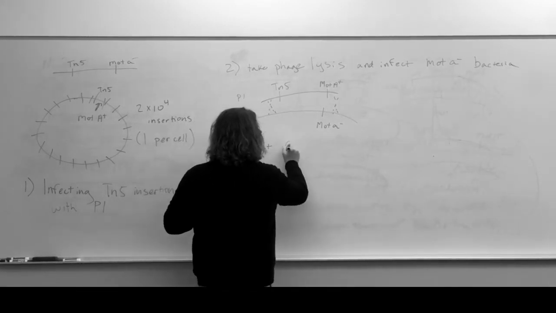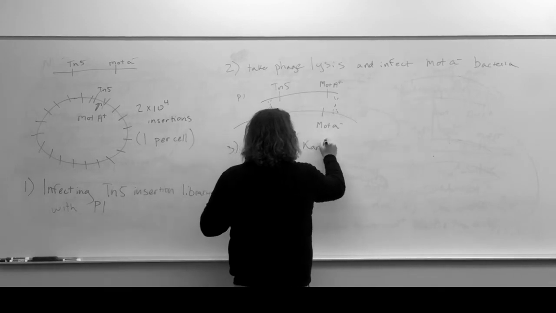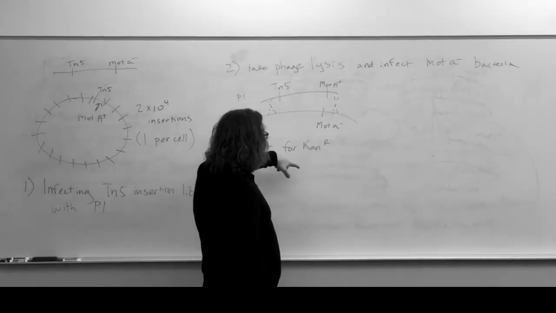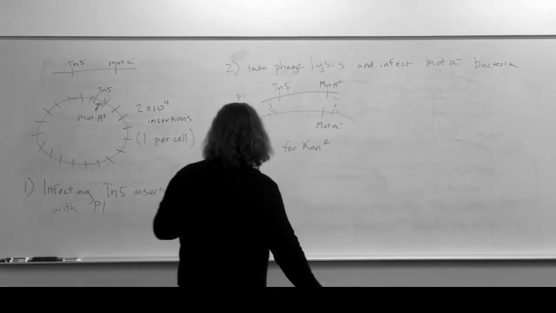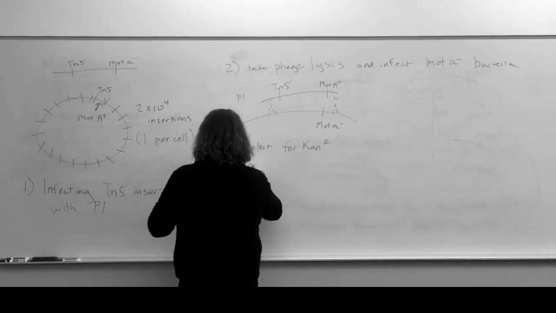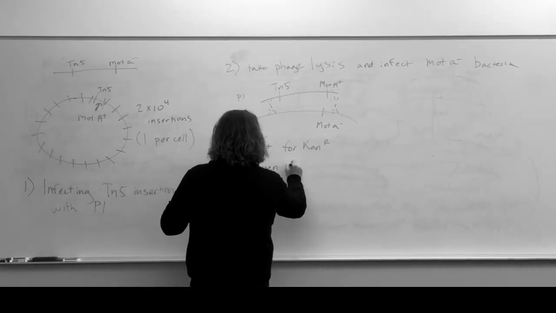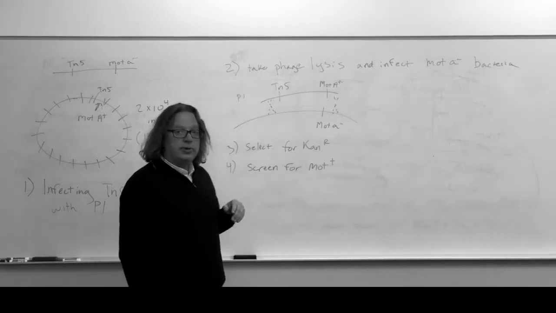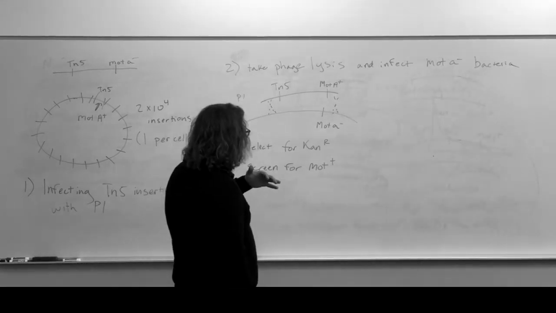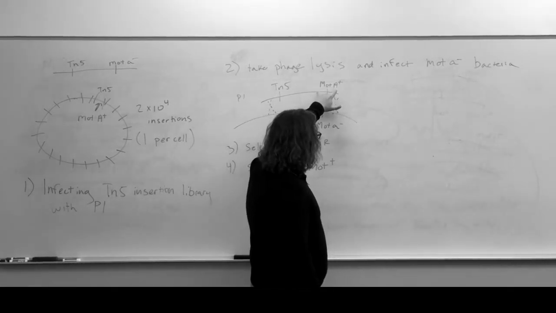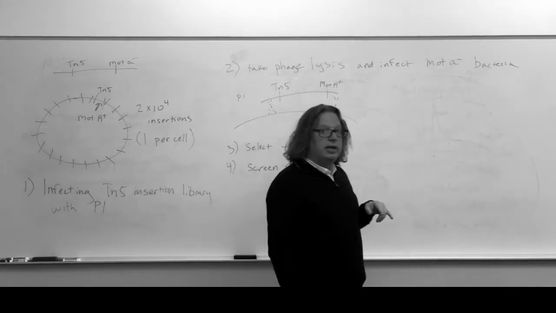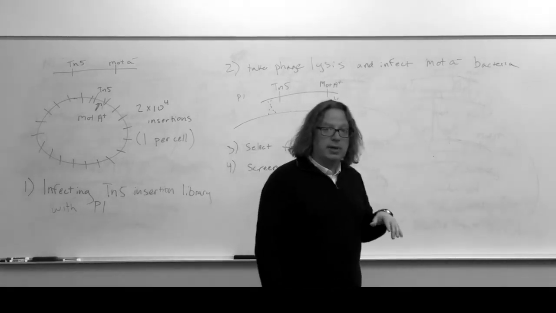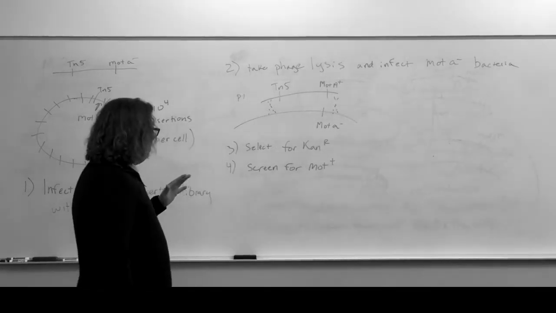And so here we're going to select for kanamycin resistance. So select for an event in which TN5 is brought into the target chromosome, and we're going to then screen for MOT+. We're going to screen for a recombination event that brings in a wild type version of this MOT A+ gene into this target cell and replaces MOT A- with MOT A+. So it restores the ability to move.